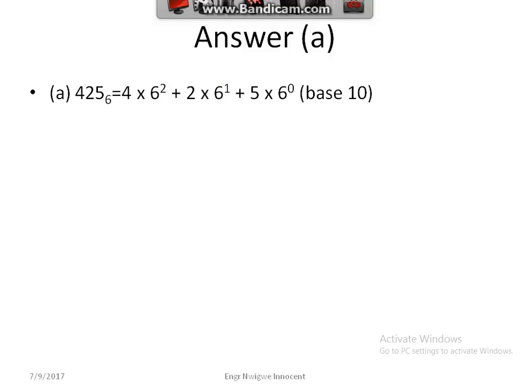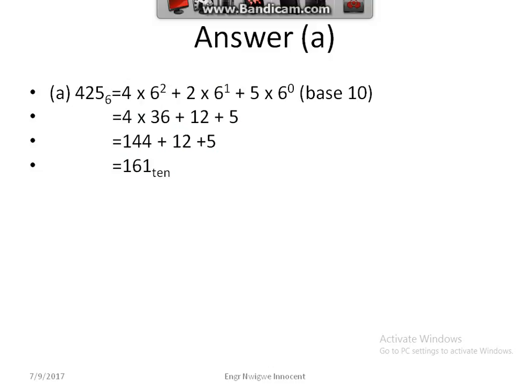That is equal to 4 times 6 squared, which is 36, plus 2 times 6 raised to power 1, which is 12, plus 5 times 6 raised to power 0, which is 5, because anything raised to power 0 is 1. Therefore, 4 times 36 is 144 plus 2 times 6 is 12 plus 5. If you do the mathematics, we will have 161 in base 10.